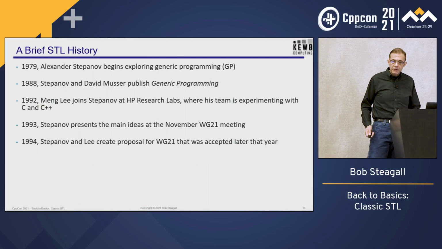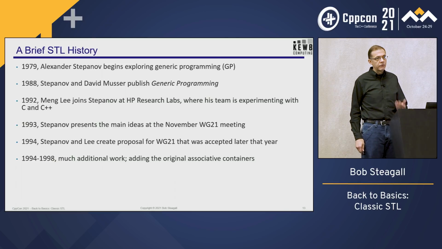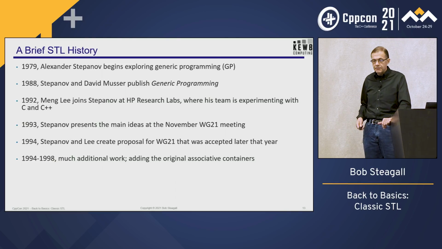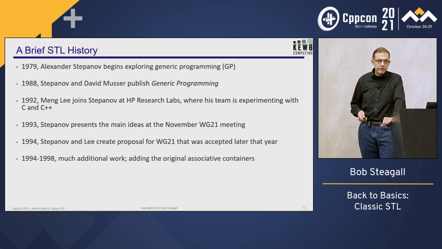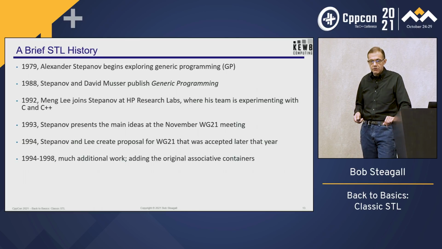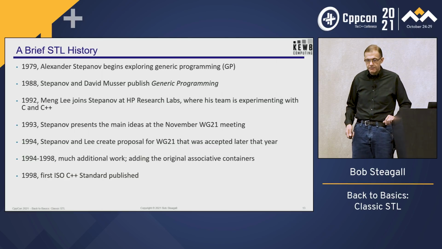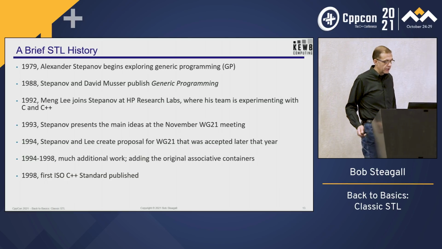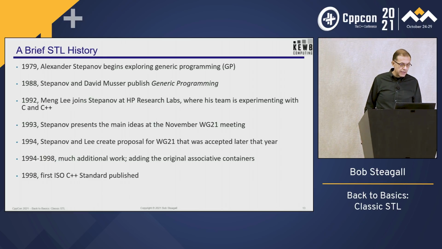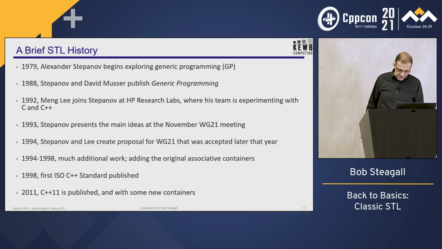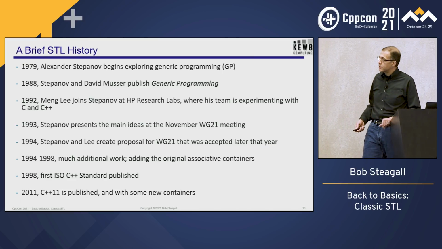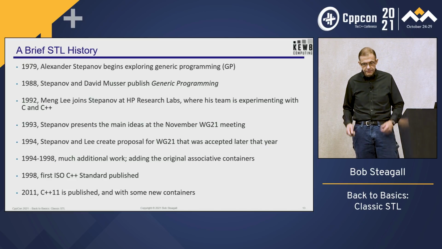Of course, like everything the committee does, they weren't satisfied with it, and over the next 4 years, there was much more additional work that was done in refining the concepts, and actually, that was the time period in which the associative containers were added, and Dave Musser did that work. In 1998, we had our first ISO C++ standard published, and then, well, 13 years later, C++11 was created and had some new containers added after the originals.